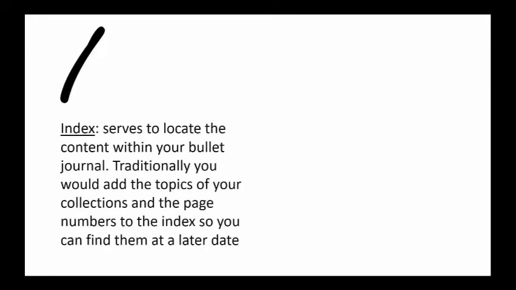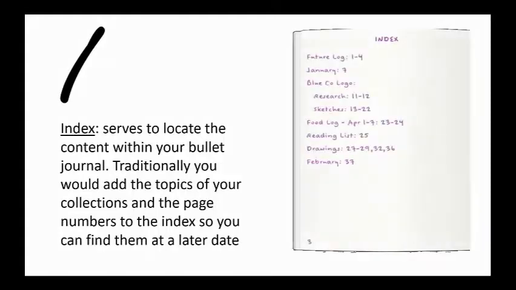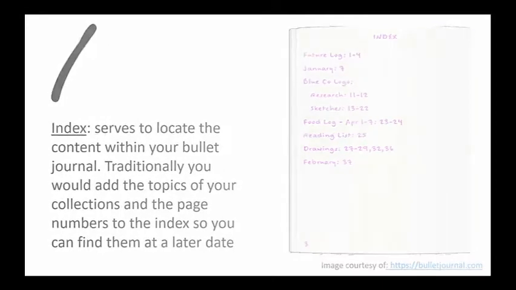Moving on, next we have I. And for I, we have the index. The index is one of the most important things in your bullet journal, as it serves to locate the content within your journal. Kind of think of this as a table of contents. This is what it's going to look like. If I'm creating a future log, it would be on pages 1 through 4. Pretty straightforward.